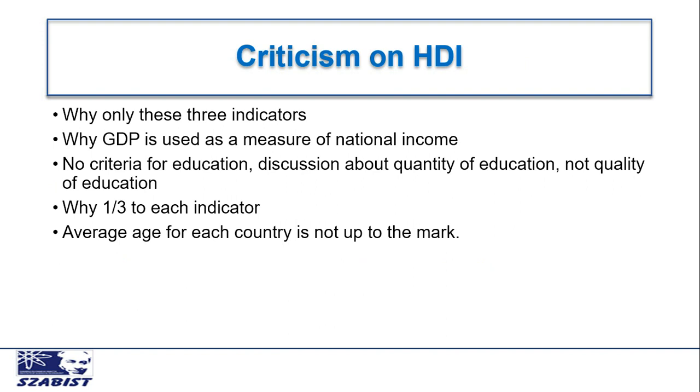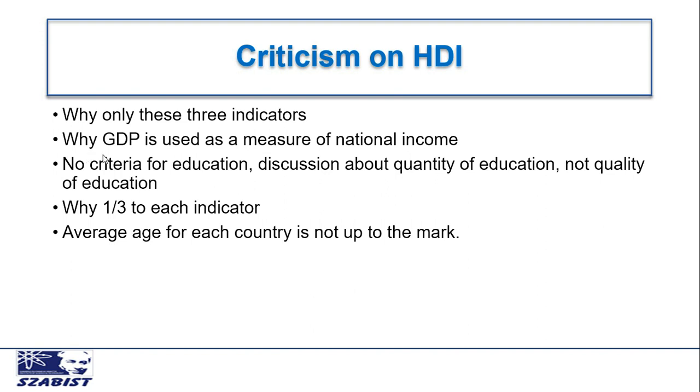So now, moving toward the criticism on HDI, the Human Development Index. The first criticism is that why only these three indicators are used in the calculation of HDI. There are multiple other variables like unemployment, inflation and many others. They are not included in this index. So the first criticism is why only these three indicators.